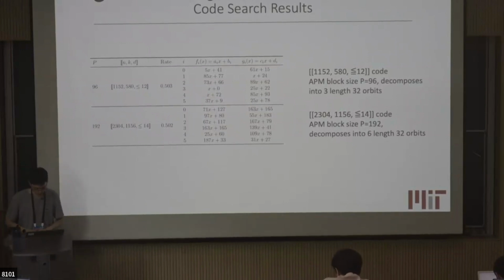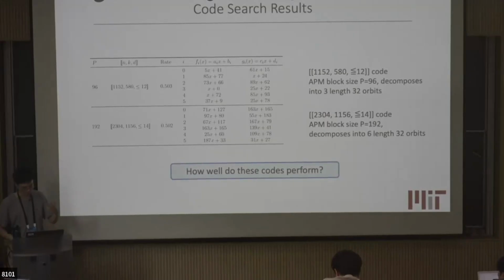For the larger code, similarly, we can decompose it into 6 length 32 orbits with 2,300 physical qubits, rate roughly 1/2. We also find larger instances. For example, if you go to 4,600 physical qubits, then you can find instances with distance 22.